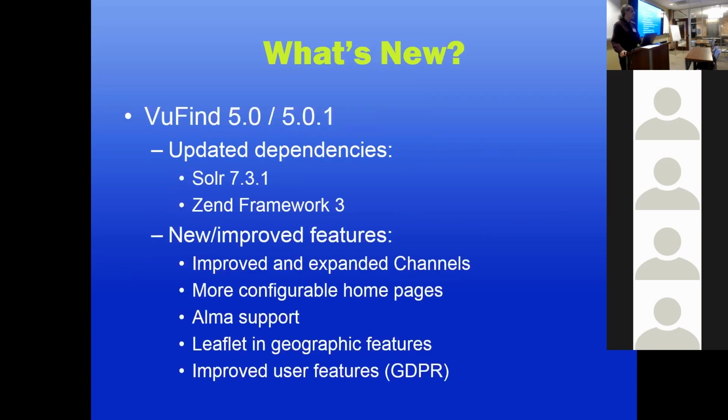So what is new with VuFind since the last summit? The answer is VuFind 5.0 and 5.0.1. And what is new in that? Probably most significantly, we've updated some of our dependencies. So we now are using Solr 7.3.1, and we're also up to date on the Zend Framework components we're using.